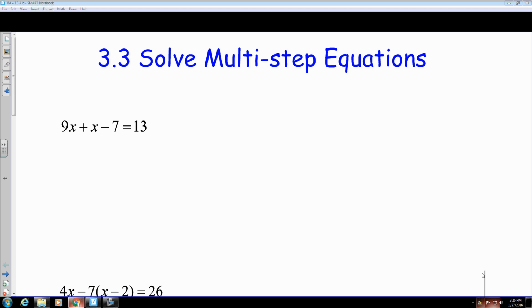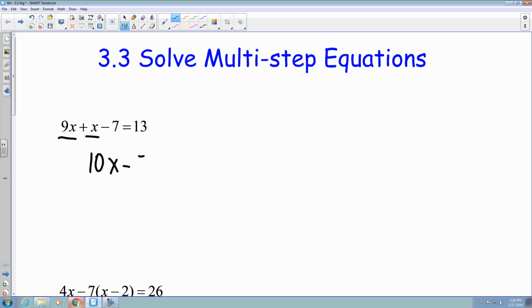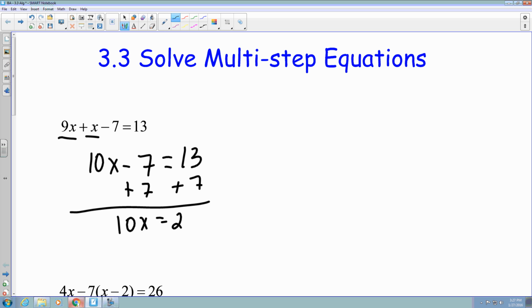So if we look at our first example, we have 9x plus x minus 7 equals 13. Right off the bat, I notice that I have like terms on one side of the equal sign. I have the 9x plus the 1x. If I combine them, I get 10x minus 7 equals 13. And then from here we can solve the equation. So then I add 7 to both sides. I get 10x equals 20. Divide everything by 10. X equals 2.